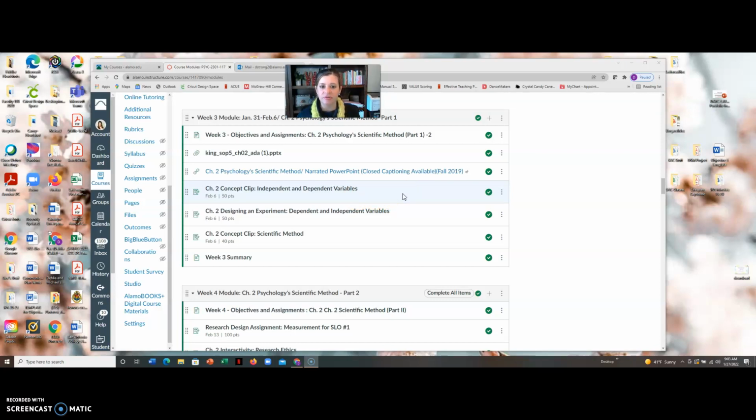As you go through and start learning about the scientific method, one mode of research is experimentation, and when we run experiments, there are certain aspects of experiments that are included, such as independent and dependent variables. So I am going to have you do 2 assignments over independent and dependent variables just to hopefully make sure that you understand the difference between the 2. The first one is the concept clip, and the second one is over designing an experiment with dependent and independent variables.